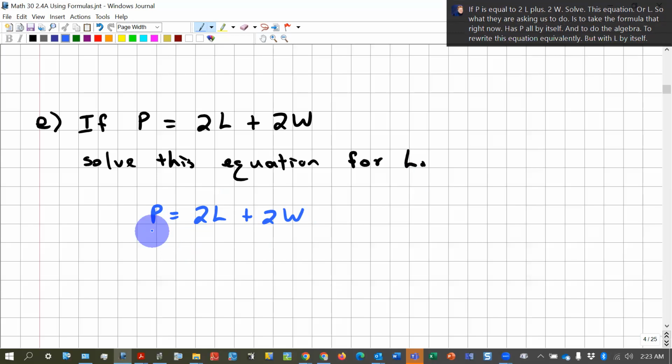So we're going to pretend that we have a number for P and W. We're going to pretend that P and W are constants, even though they really are variables. And then we're going to try to get L all by itself.